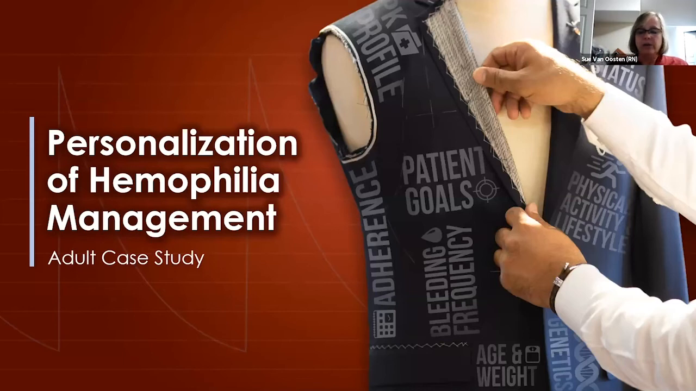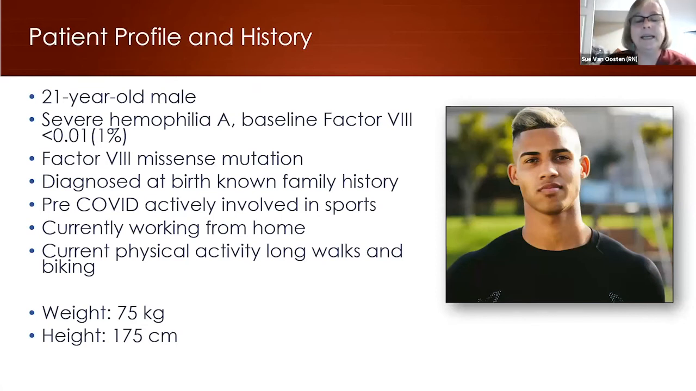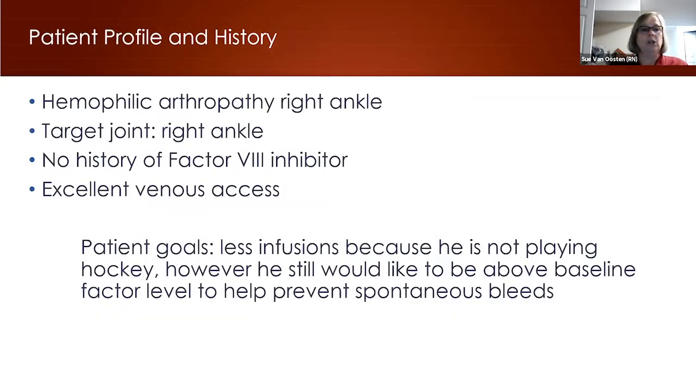Okay, so here's a case study, and I hope I don't lose you on this because it's a little bit more detailed than perhaps Dr. Robinson's was, using the WAPPS app. So this is a 21-year-old male with severe hemophilia A. He has a missense mutation and was diagnosed at birth because of a family history. His pre-COVID activity involved very active sports, but he's currently working from home, and his physical activity only includes walks and biking. His weight is 75 kilos and he is 175 centimeters tall.